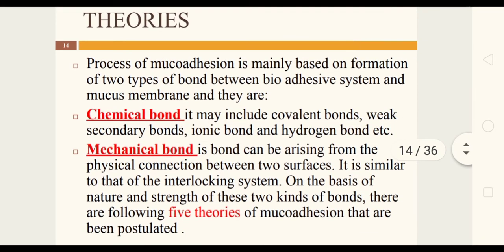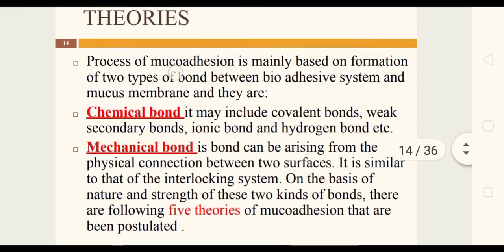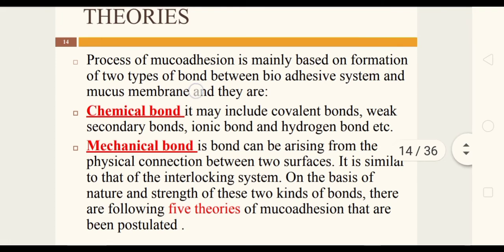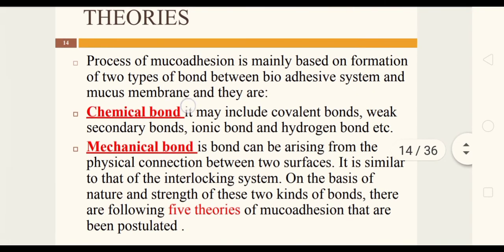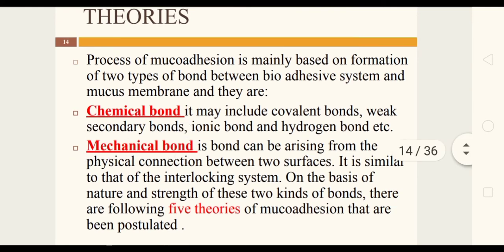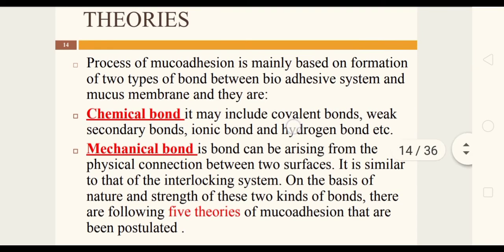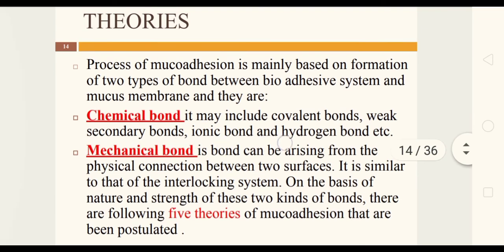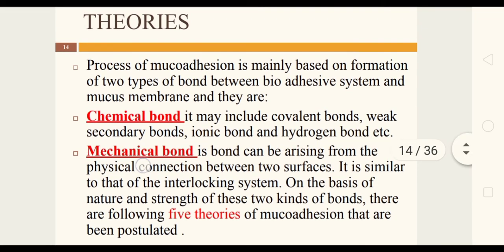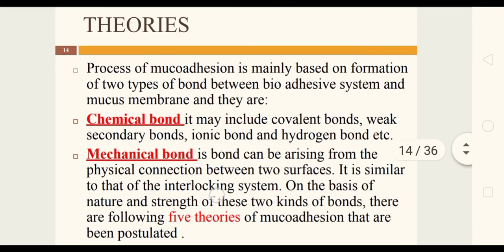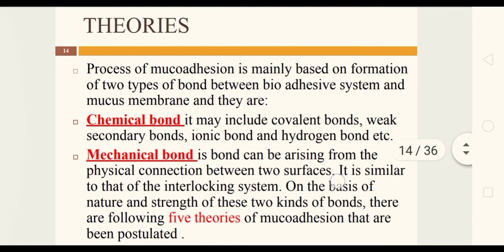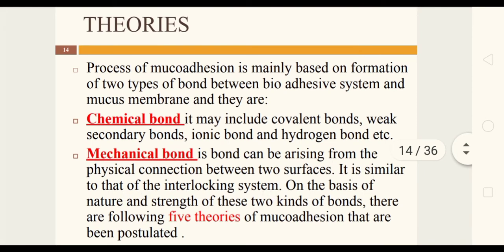Now let's see the theories. The theories say that the process of mucoadhesion is mainly based on the formation of two types of bond: chemical bond and mechanical bond. The chemical bond includes covalent bond, weak secondary bonds, ionic bond and hydrogen bond. And the mechanical bond is similar to an interlocking system. Therefore, on the basis of the nature and strength of these two kinds of bonds, there are different theories for mucoadhesion. So, we will see the different theories.